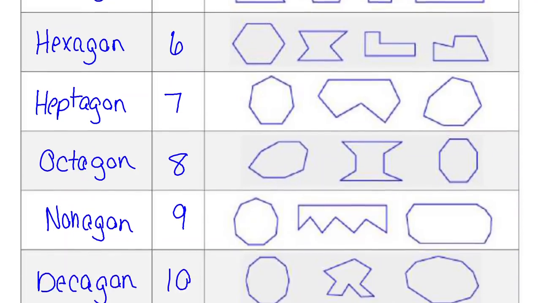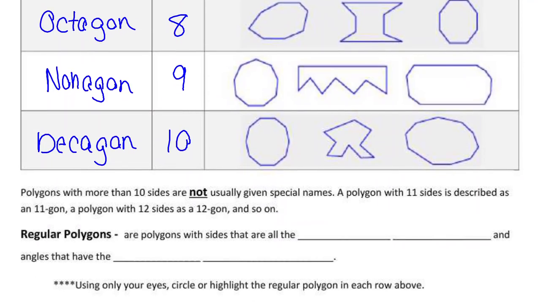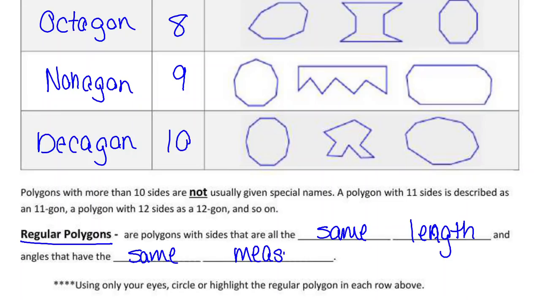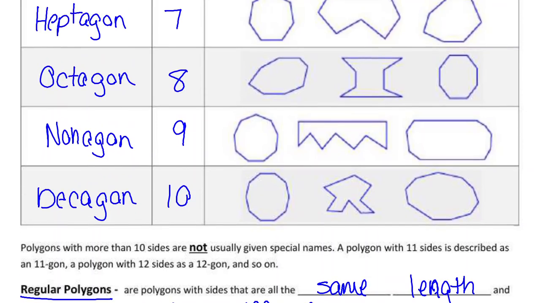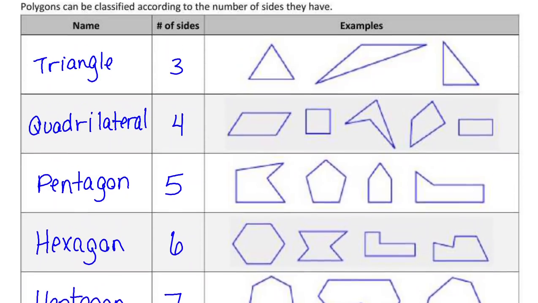But there's this fancy word called a regular polygon. They are polygons with sides that are all the same length and angles that have all the same measure. So all their angles are exactly the same and all their side lengths are exactly the same. It says, using your eyes, circle or highlight the regular polygons in each of the rows above. So they have to have the same side length and the same angle measures. So let's look at the triangle.